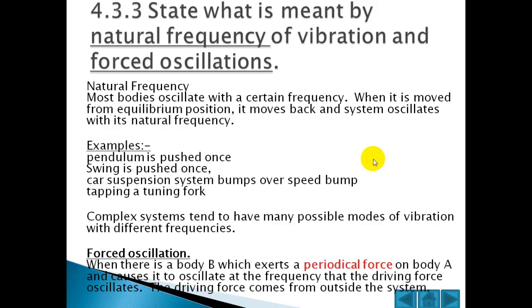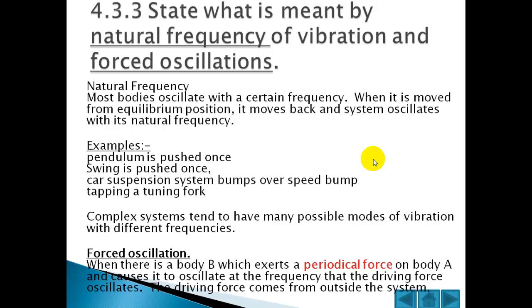A forced oscillation is when there's a body B which exerts a periodical force on body A and causes it to oscillate at the frequency that the driving force oscillates. This driving force comes from another system. This is a forced oscillation.